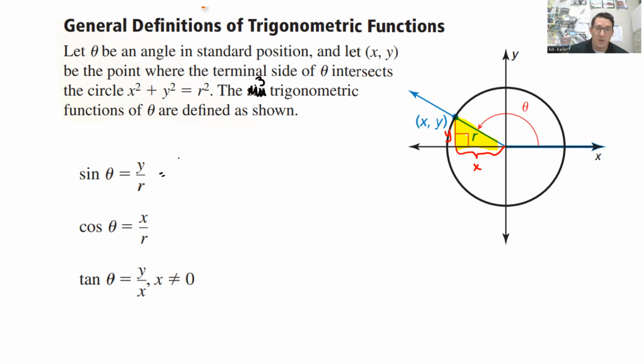So what we need to remember: sine of theta is y over r, or from what we've been doing, it's opposite over hypotenuse. Cosine of theta is going to be x over r. It's always going to be the x coordinate over the radius, or that's always going to be the adjacent over the hypotenuse. And then tangent of theta is y over x. That's always going to be the opposite over the adjacent.